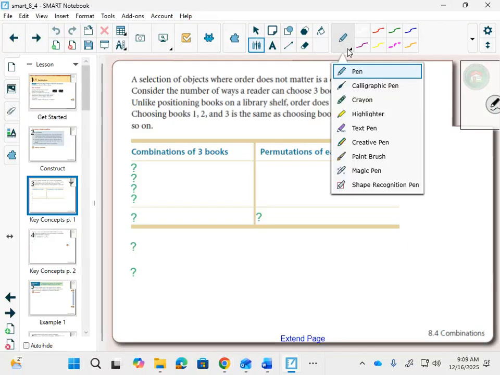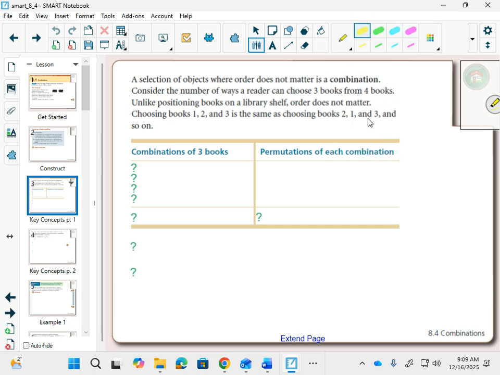In 8.1 to 8.3, we were looking at permutations, and permutations was always putting things where the order matters. This next section looks at something called a combination, where the key thing is that the order does not matter. So we're going to look at how that changes our counting.